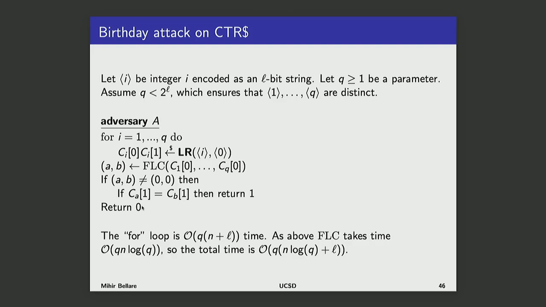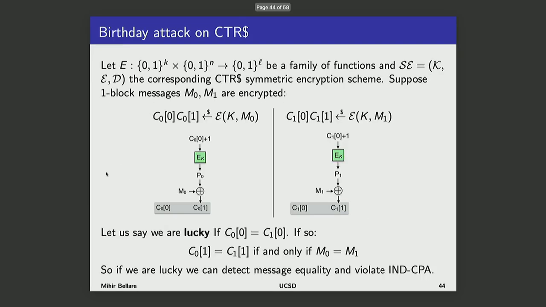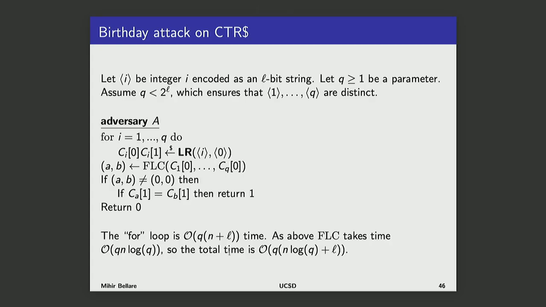In that case, I return a 0. But suppose it says, no, there are 2 that are the same, and they're the pair A and B. At that point, I'm in the position shown here. So what I do is I look at the corresponding right blocks, the other blocks, and test them for equality. And that's my guess. So at this point, I go back to these queries.